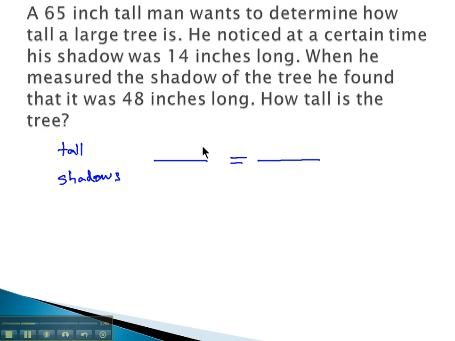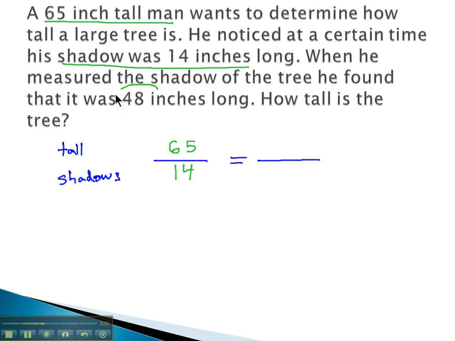For our first fraction to fill in the numbers, we want a relationship between how tall something is and how long its shadow is. Both numbers need to talk about the same thing. You notice we have a 65-inch tall man with a shadow that's 14 inches long. How tall is the man? He's 65 inches. How long is the shadow? It's 14 inches. Both those numbers talk about the same man, giving his height and shadow length.